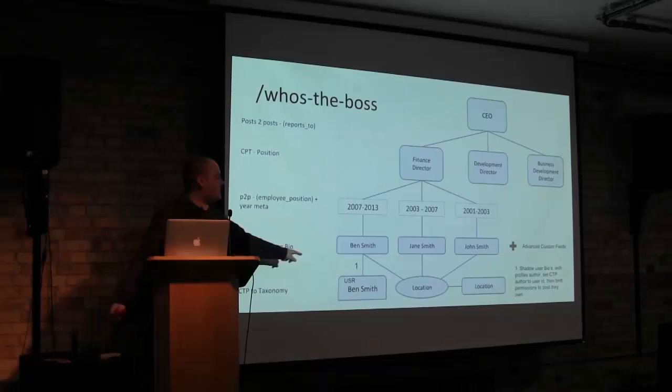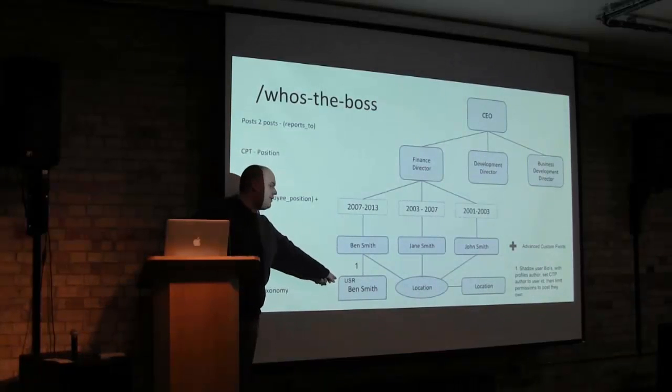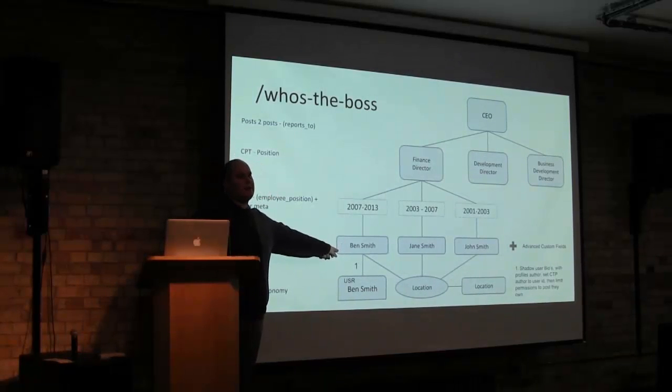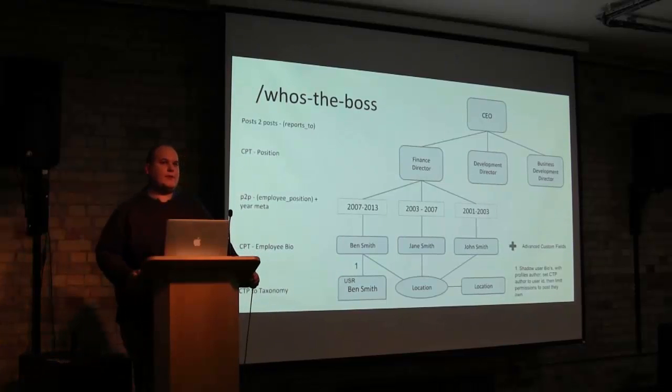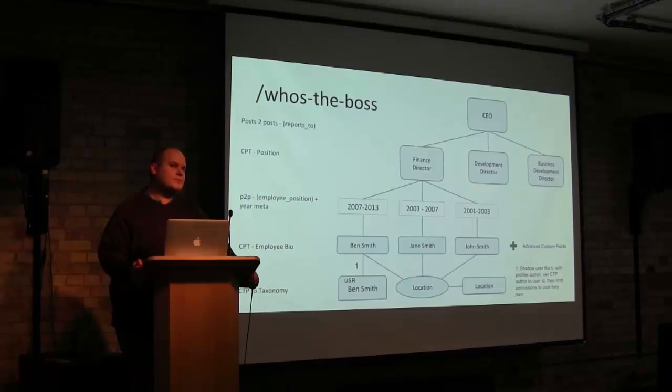Because that post type is set as the author, when you delete that user, it automatically will delete his profile. WordPress handles that for you as well. In terms of finding these relationships, obviously it's quite a complex structure that you need to make sure stays in place.